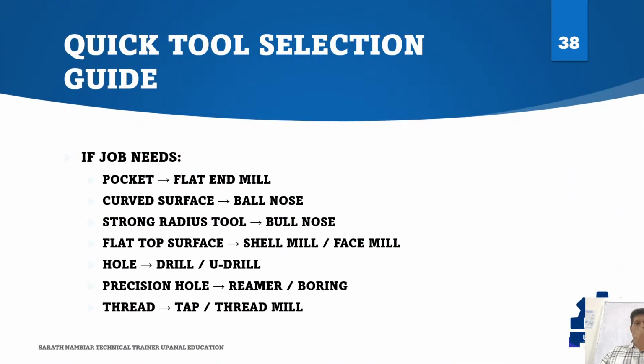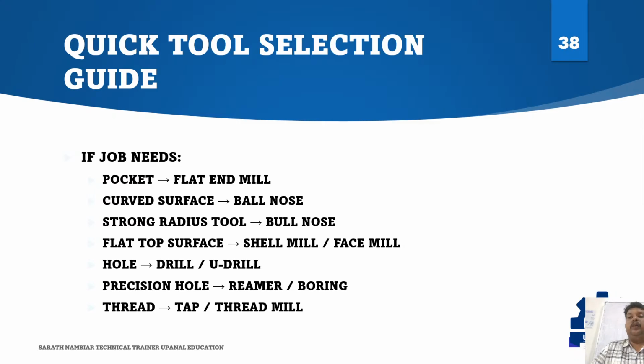Next, let us simplify tool selection into quick practical thoughts. If a job has a pocket with a flat floor, think of a flat end mill. If the job has curved or 3D surfaces, think ball nose cutter. If you need stronger corners and better durability, think bull nose. If a large flat top surface must be machined quickly, then shell mill or face mill.